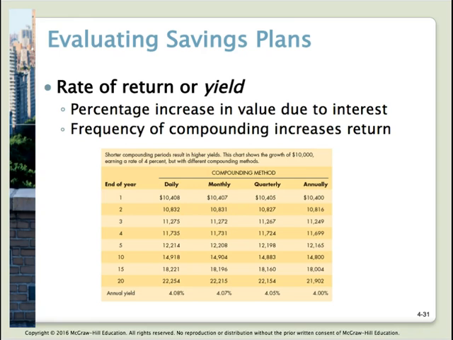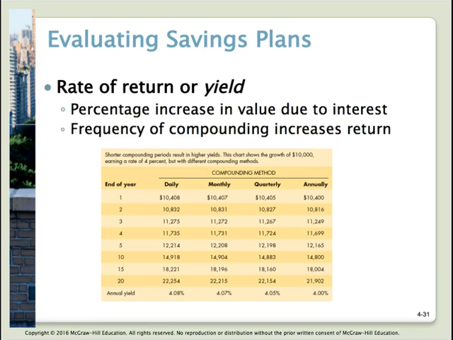Compounding refers to interest that is earned on previously earned interest. The more frequent the compounding, the higher your rate of return will be. There is actually an excellent chart in your book on page 121, and that helps teach the concept of compounding.